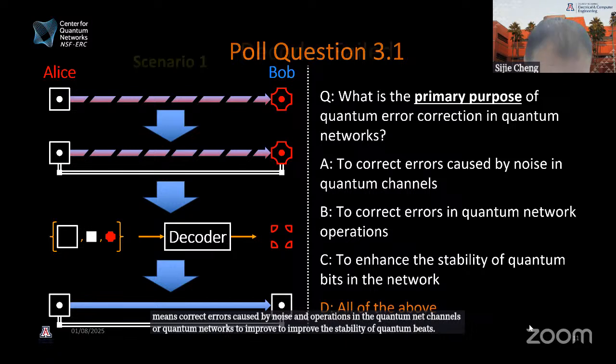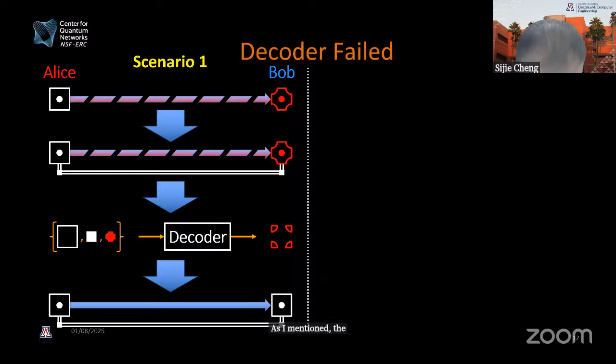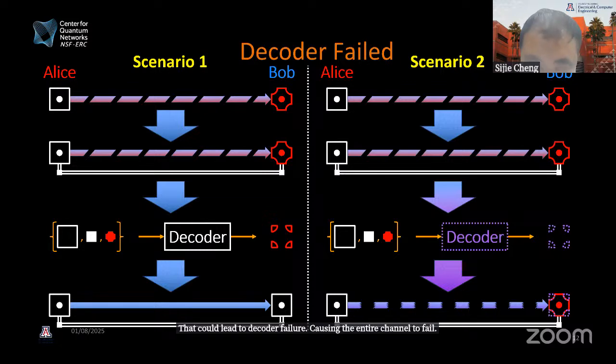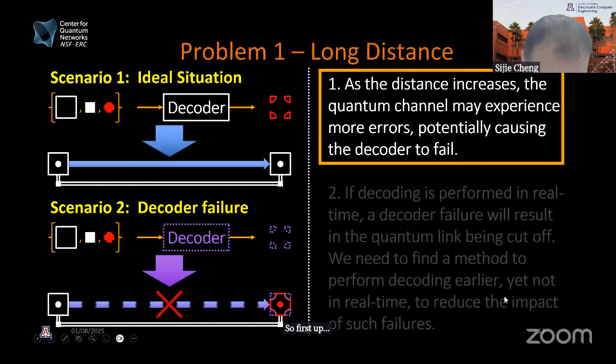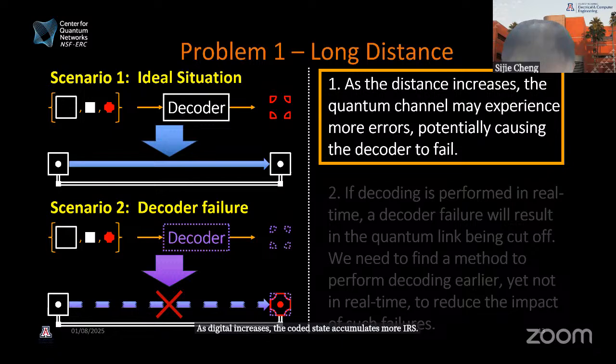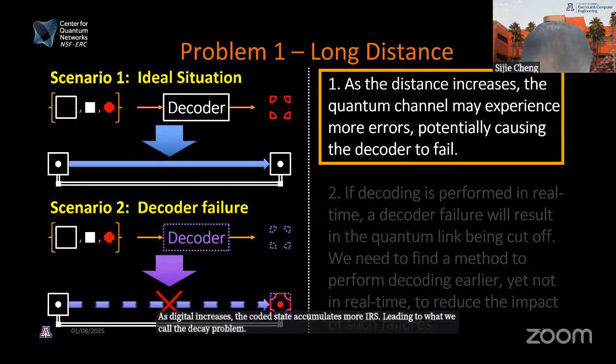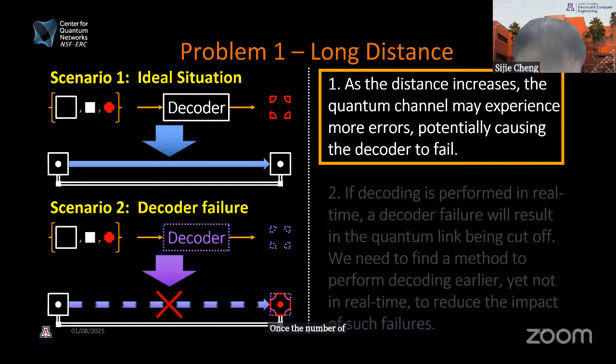Okay. As I mentioned, the decoder is the core of quantum error correction. Ideally, it should work perfectly. However, there are two main problems that could lead to decoder failure, consequently causing the entire channel to fail. The first problem is long distance. As distance increases, the coded state accumulates more errors, leading to what we call the decay problem. When the number of errors is larger than the limit that the decoder can correct, it will fail.